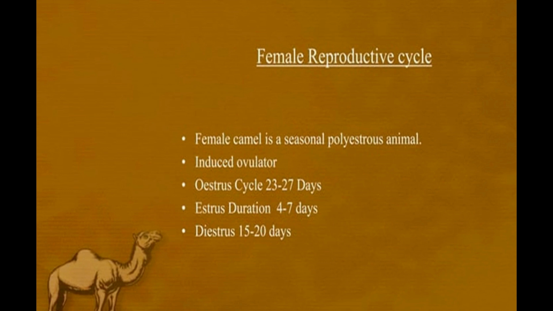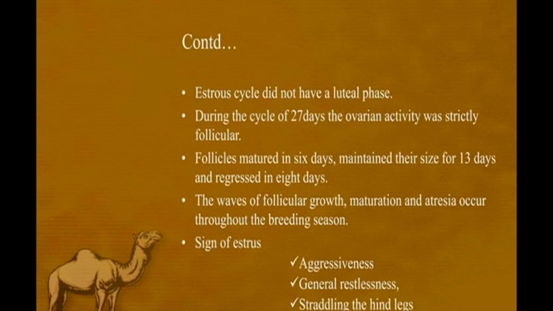This is also an induced ovulator. Simply we can define it: induced ovulation occurs only when the female mates with the male, and as a result she ovulates. This is known as an induced ovulator. The estrus cycle ranges from 23 to 27 days. Estrus duration is 4 to 7 days and diestrus ranges from 15 to 20 days.